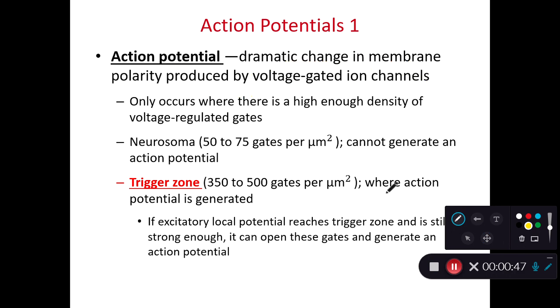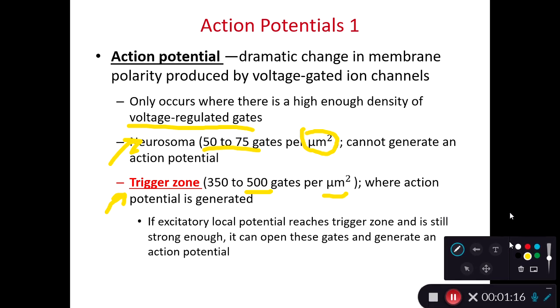As we're looking at these action potentials, we need to have a very high density or high concentration of voltage-gated channels, or voltage-regulated gates. Our neurosoma, the cell body of the neuron, has a low density of gates, so 50 to 75 gates per square micrometer. And then when we look at the trigger zone, which is the very first part of the axon, we can have up to 500 voltage-gated channels per square micrometer. And this is where action potentials are generated.